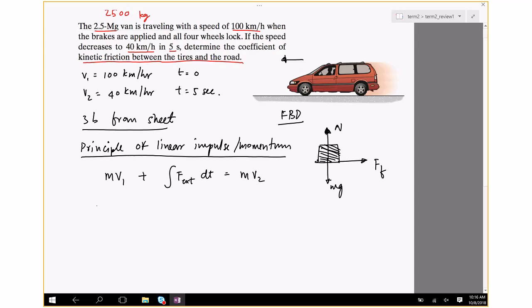Okay, so the mass is 2500 kilograms. The velocity is given in kilometers per hour. Let's convert that to meters per second. So 100 times 1 kilometer is 1000 meters, and 1 hour is 3600 seconds, plus F external.